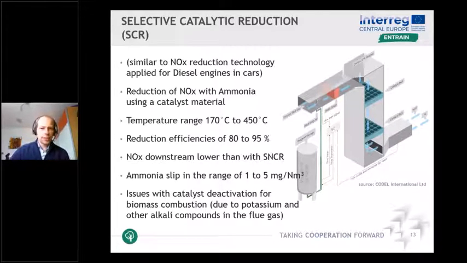But there are some issues if this technology is used in biomass plants due to catalyst deactivation, because there is a lot of potassium and other alkali compounds in the flue gas, which can negatively influence the catalyst material. And also what has to be considered is that the investment costs are considerably higher than for selective non-catalytic reduction.